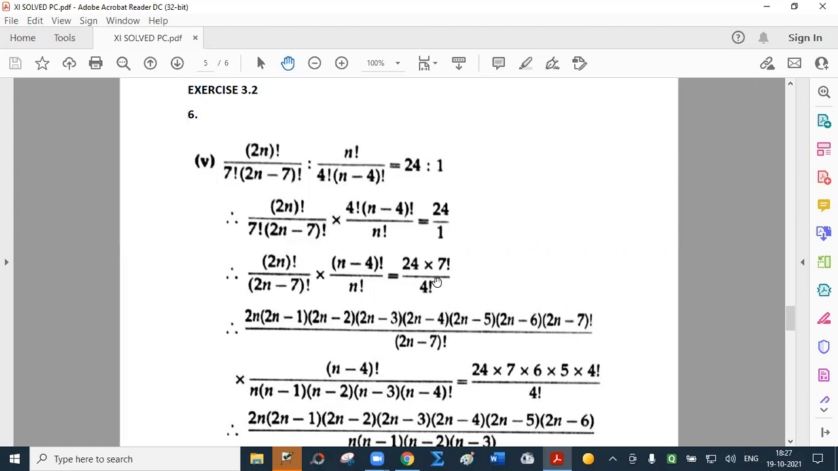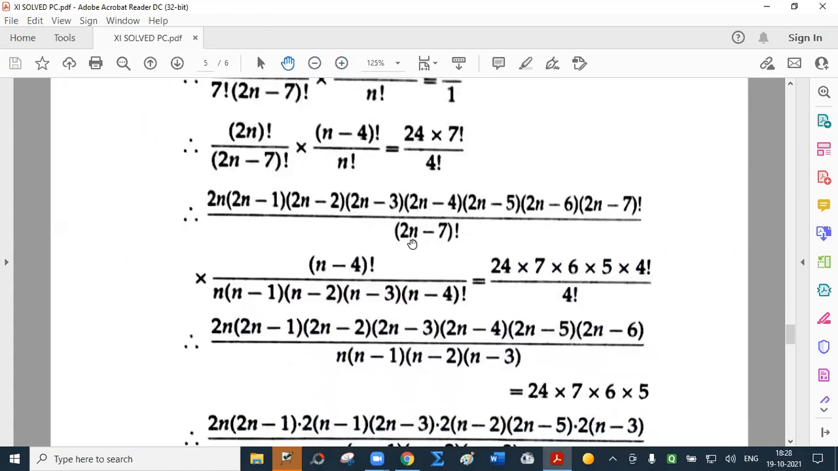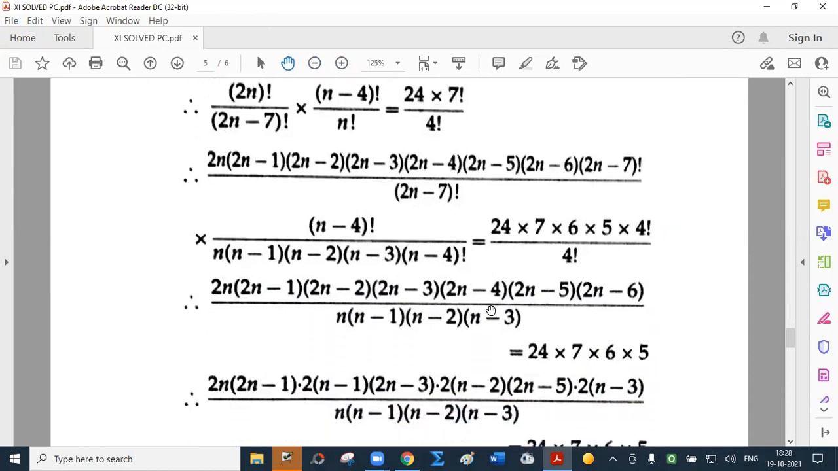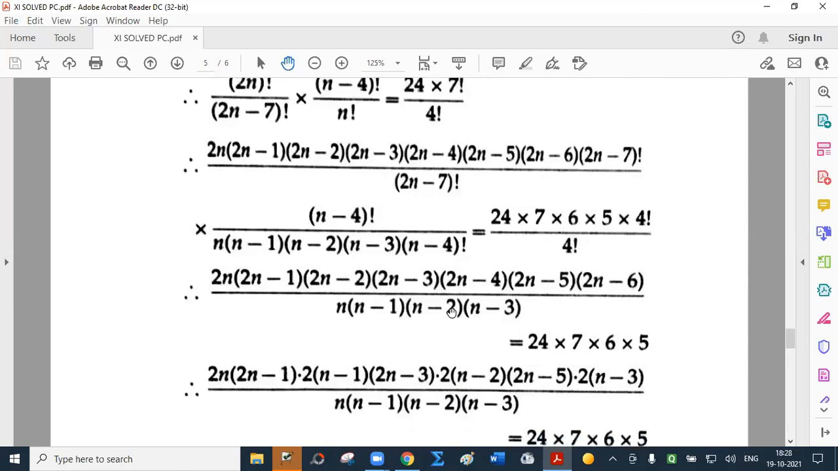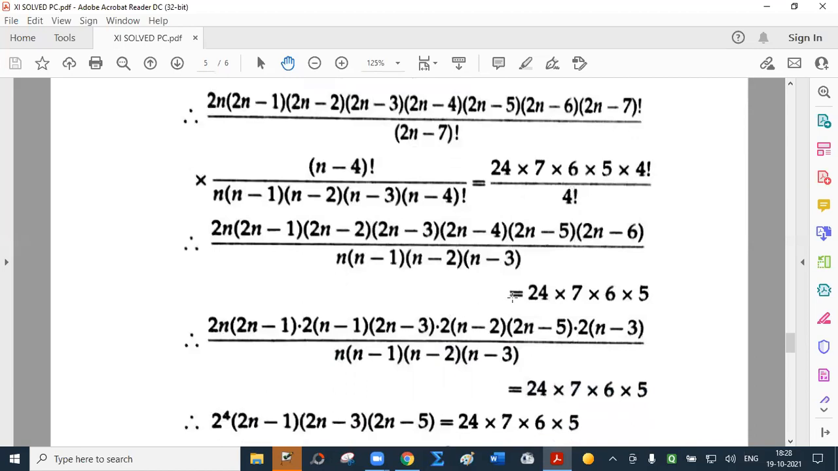What about the right hand side? 7 factorial is 4 factorial into 5 into 6 into 7. This 24 as it is. Okay. So see what gets cancelled. 2n minus 7 factorial gets cancelled, and here n minus 4 factorial gets cancelled. So what remains is this. See, these many terms. Now can we simplify this further? Yes, we can.